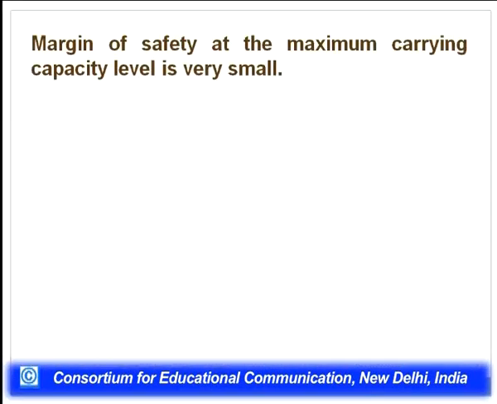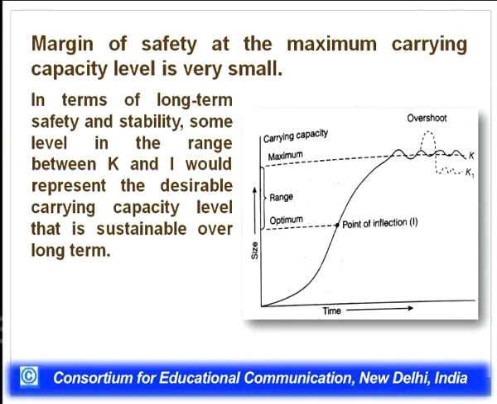So, as it approaches the maximum carrying capacity, it is more vulnerable to any kind of changes that can drastically change the carrying capacity, and it can either overshoot or it can just lower down temporarily because of the changing environmental conditions. So the margin of safety at the maximum carrying capacity level is very small. What does that mean? That basically means that the carrying capacity can change, can either increase or decrease. That margin is very, very narrow.